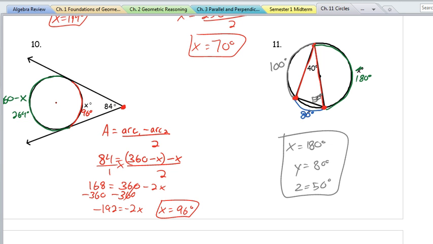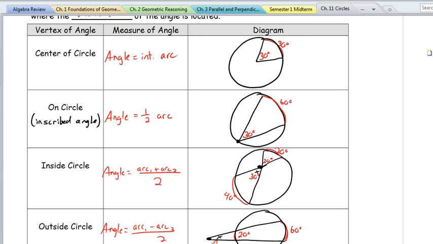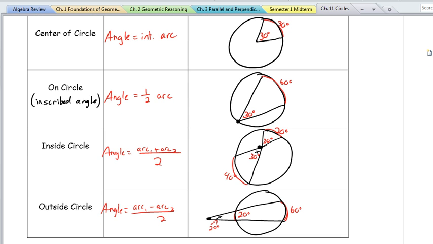So again, not overly difficult. You might have to play around with some before you really see something happening, but you have inscribed angles where it's on the circle. You have central angles, which are the easy ones, and then inside and outside circle, which are very similar. One you add, one you subtract.